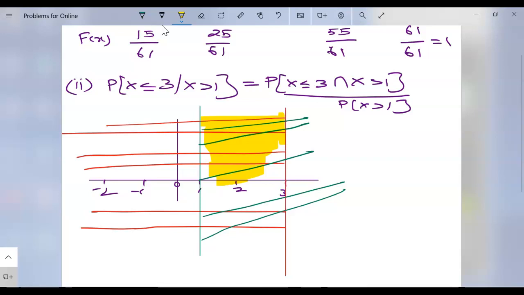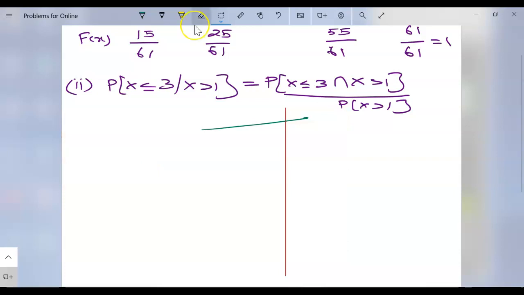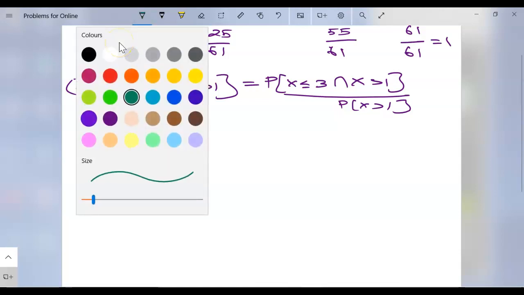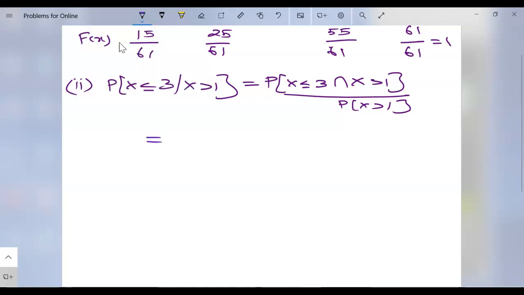So with this explanation, I'll rub everything. Just look once, this is the highlighted area which I'm getting. Now the numerator: the denominator is the same, there is no change in the denominator, probability of x more than 1. But the numerator, when I showed it in the graph, the intersection area is 1 less than x less than or equal to 3.